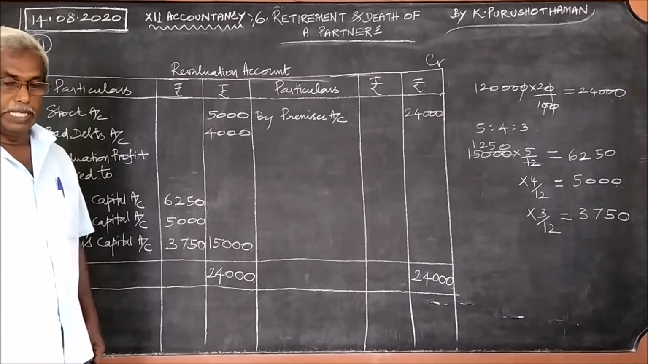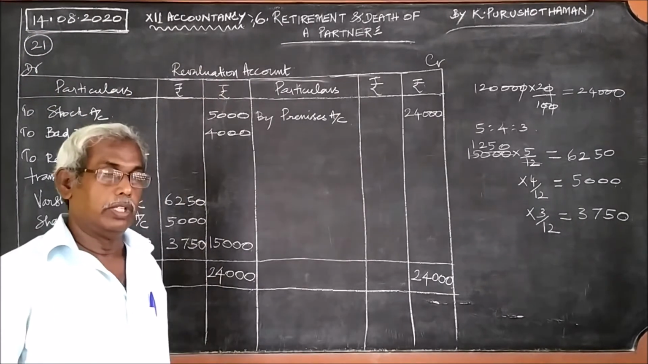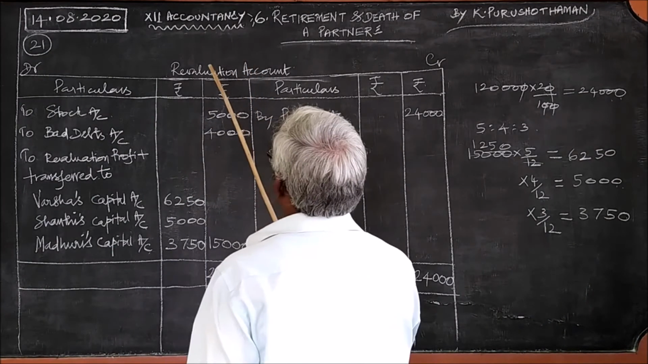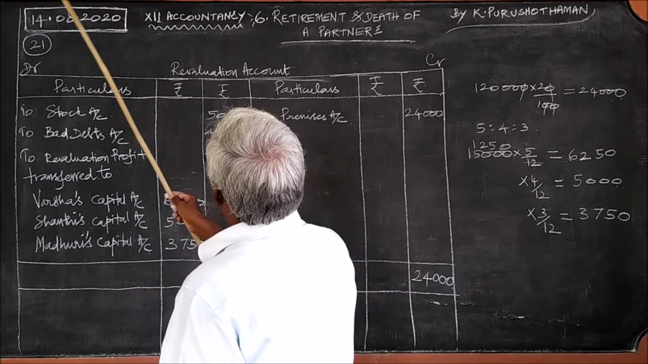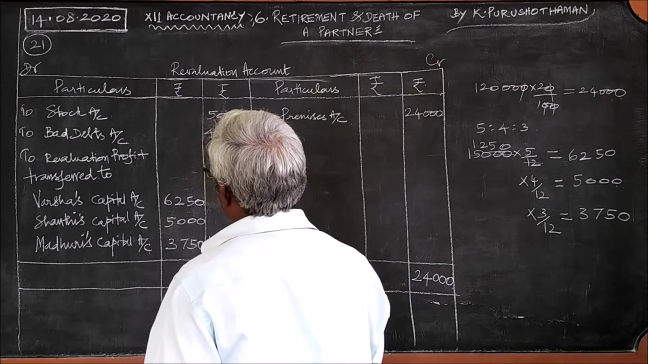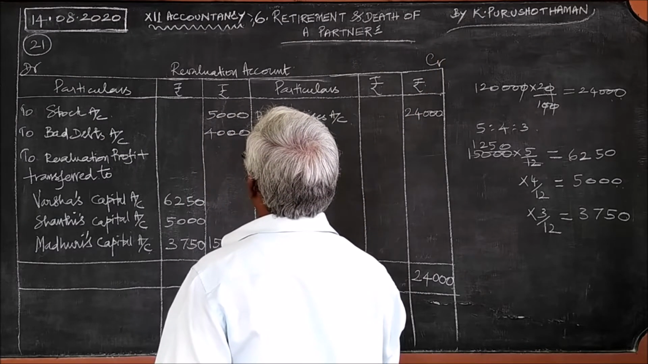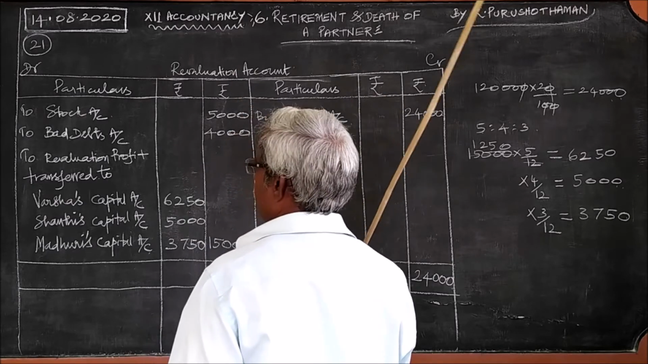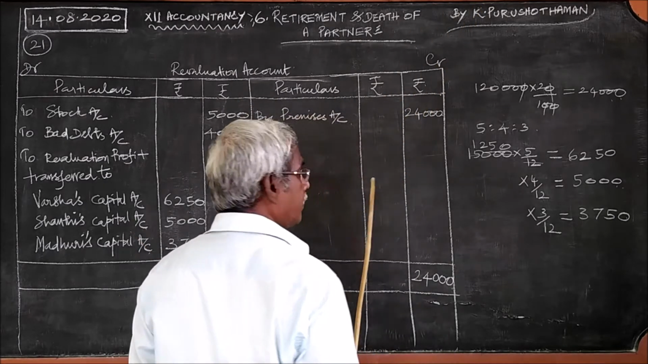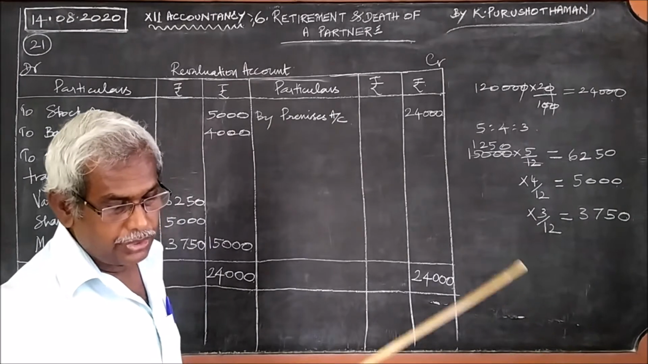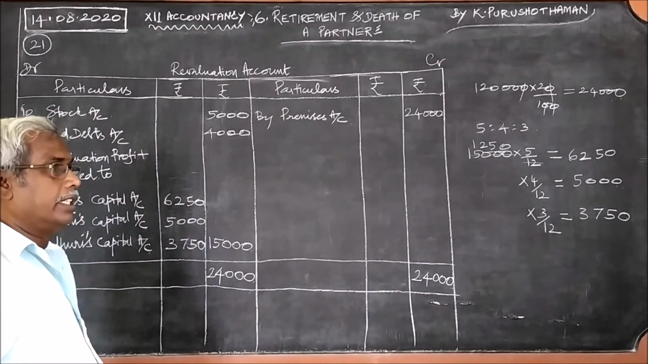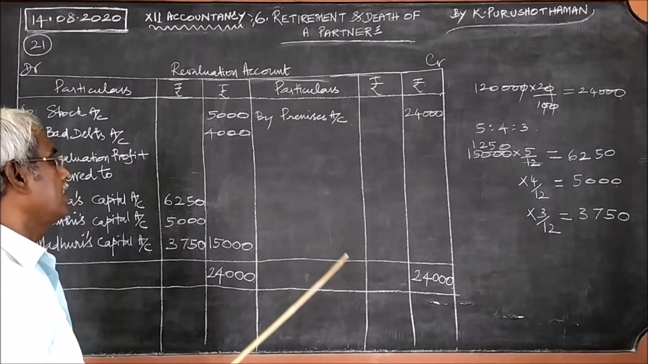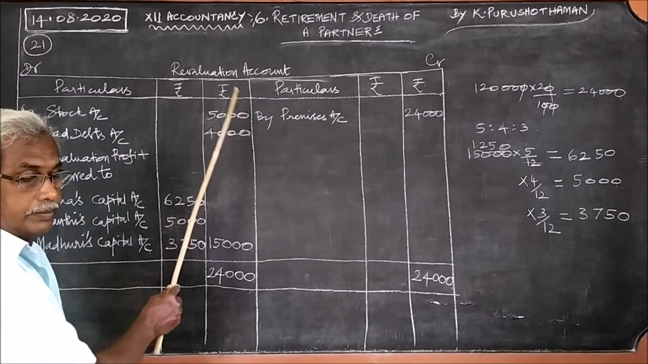And how to prepare the revaluation account? Once again, I repeat. Revaluation account, this side debit, this side credit, because it is one of the important ledgers. Particulars, rupees, rupees, particulars, rupees, rupees. The first item, stock to be depreciated. It is a depreciation, a decrease in the value of the asset, therefore last item.